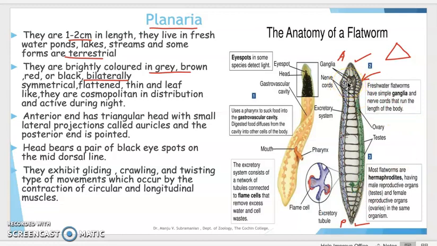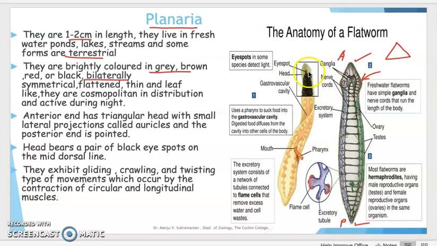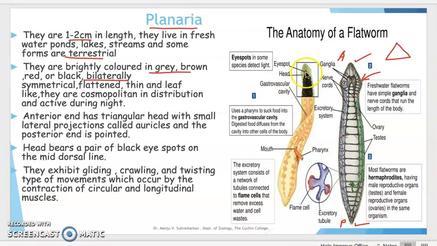A pair of black eye spots are present on the mid dorsal line. Here you can see them on the mid dorsal line. These eye spots are seen on the dorsal side of the organism, and they exhibit gliding, crawling, and twisting movements which occur by the contraction of the circular and longitudinal muscles. So that's somewhat the anatomy of flatworms.